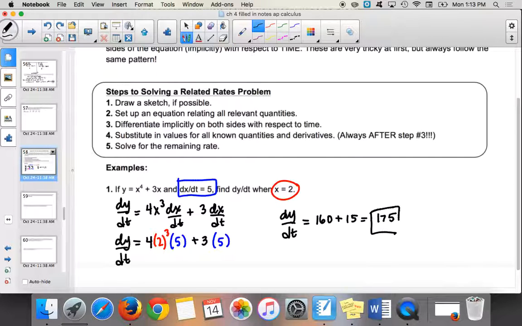So this one is kind of a nonsensical equation. It doesn't make any sense right now. There are no actual equations that we know, like volume, area of a rectangle, things like that. We're going to actually do the real life type questions. When we do these, we're going to draw a sketch. We're going to set up an equation relating all of the variables. We're going to differentiate implicitly with respect to time, and substitute in everything we know, always after we take the derivative. Because what happens if I plug in all the numbers I know and then take the derivative? It's not going to work, because you'll get a bunch of zeros. And then we're going to solve for the remaining rate that we need to find.